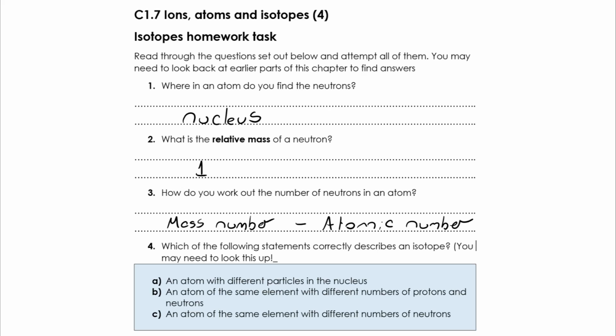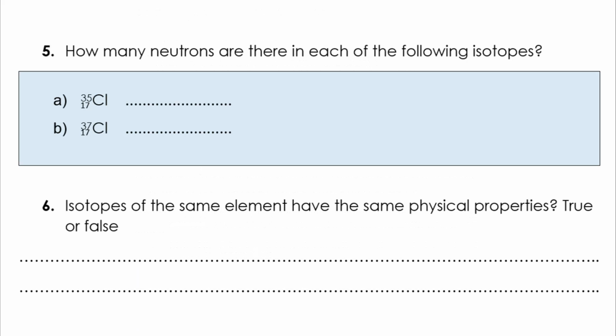And we now need to introduce the idea of isotopes. So an isotope is the same element, same number of protons, same number of electrons, but a different number of neutrons. That also means it has a different mass number. Now let's take a look at an example of that, have a go at these tasks, and then we'll review.